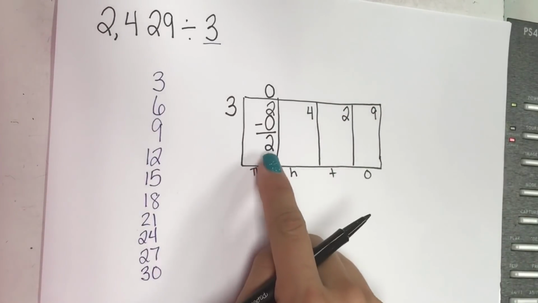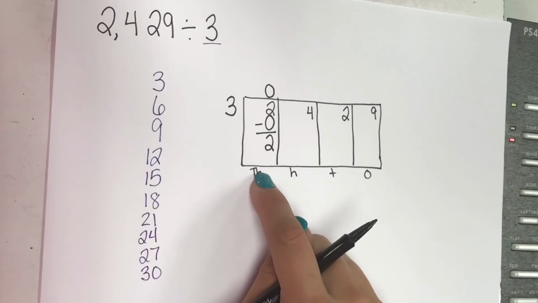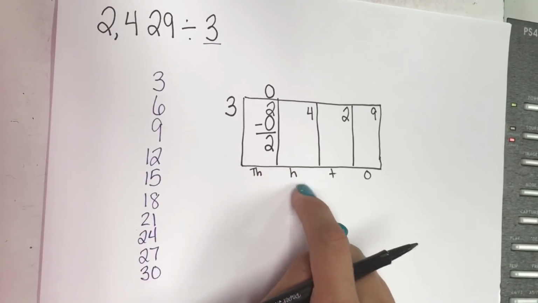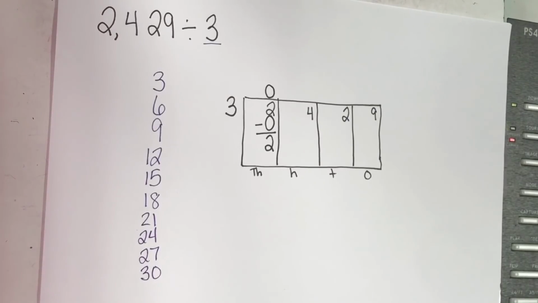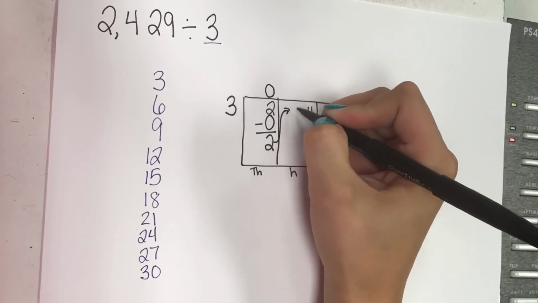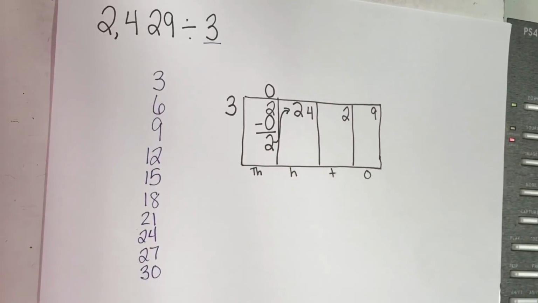So now I'm going to take these 2,000, and I'm going to have to break them up so that they fit in my hundreds place. So how many hundreds do I get for my 2,000? 20 plus the 4 I already had. 24. So now I have 24.